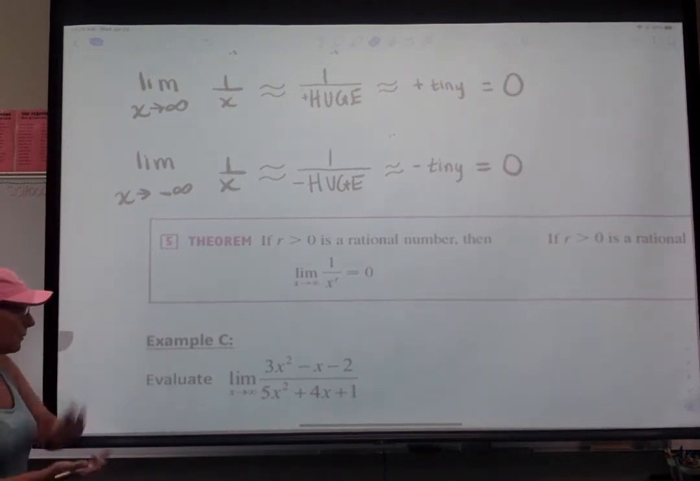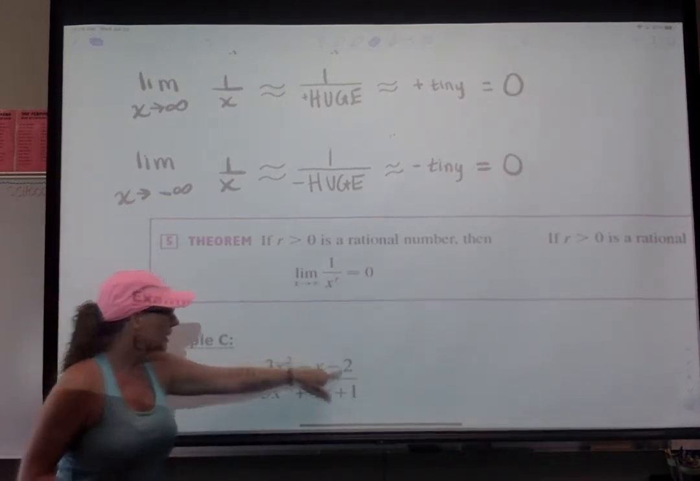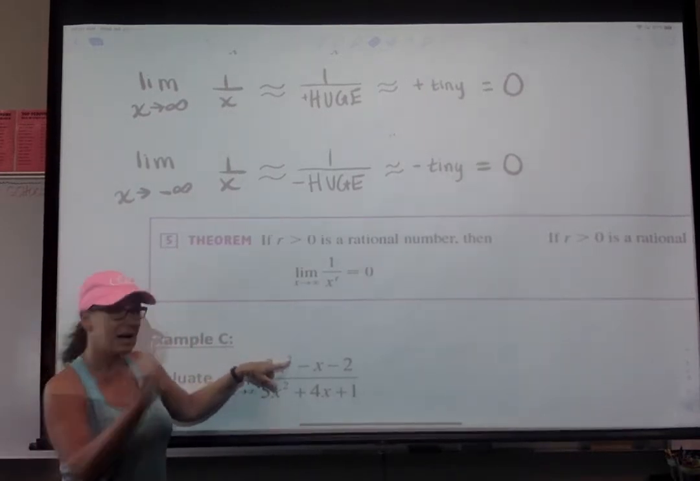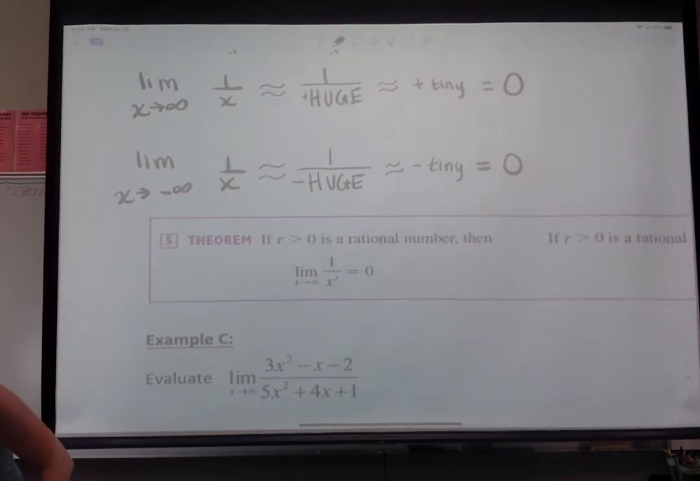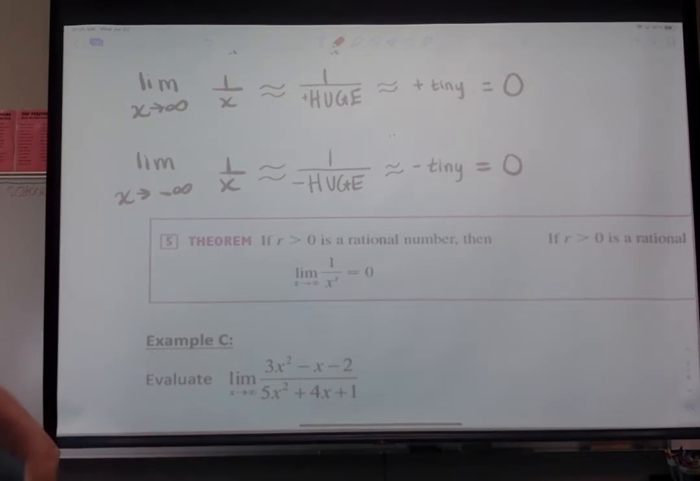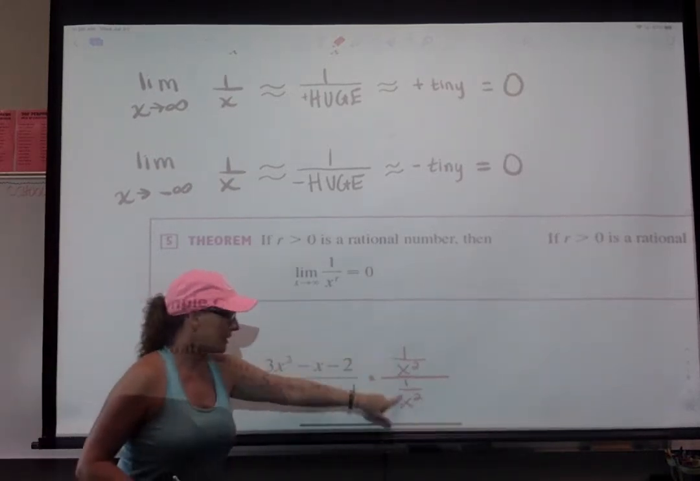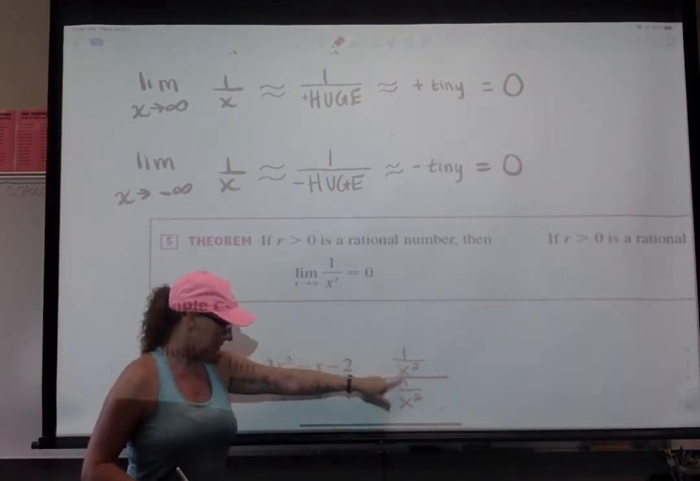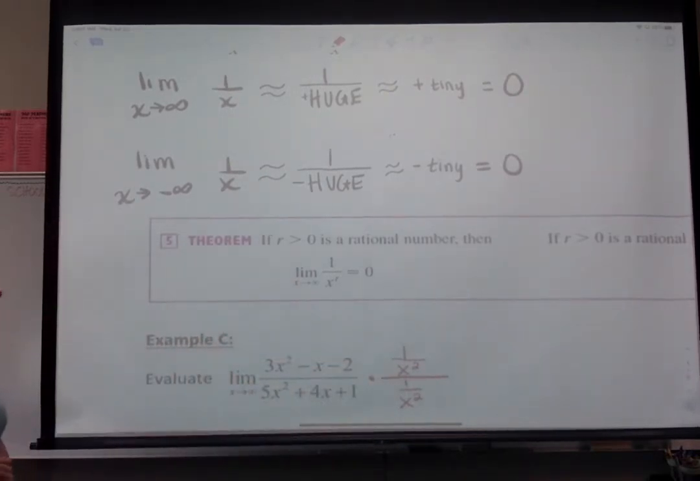Okay, so how are we going to do this? Well, we are going to try to use some algebra on this and manipulate it a little bit. So I'm going to look at my highest exponent, and my highest exponent is x squared. So here's what I'm going to do. I am going to multiply the numerator and the denominator by 1 over x squared. Highest degree, multiply, that's what I'm going to choose, multiply by that.